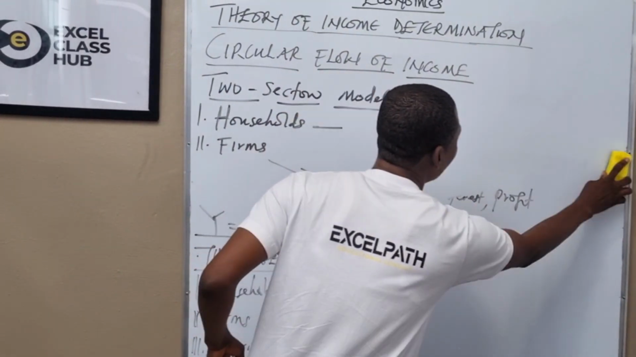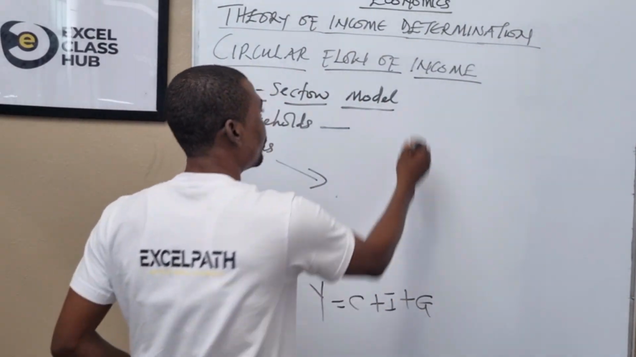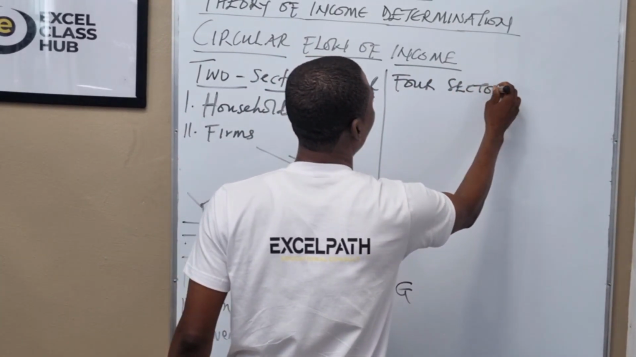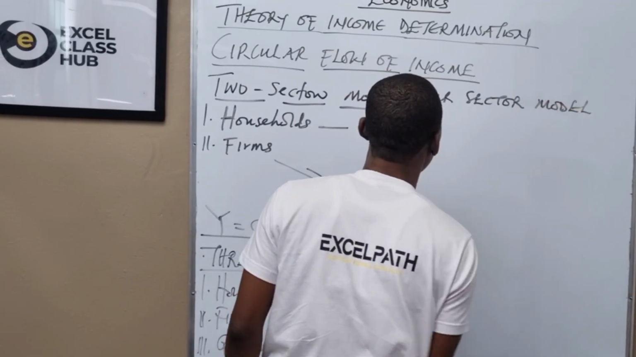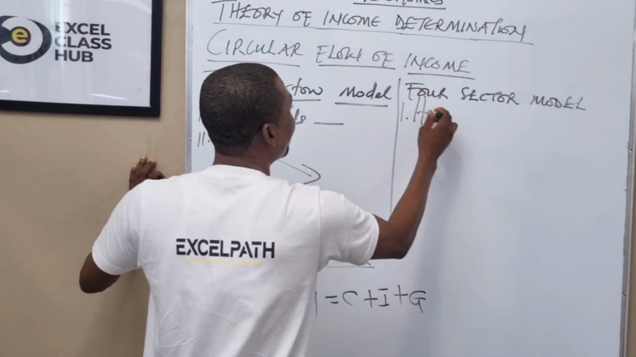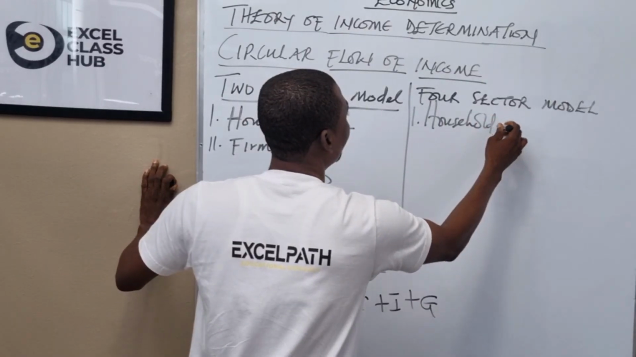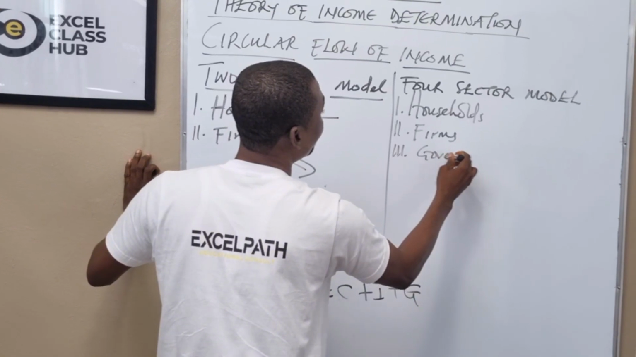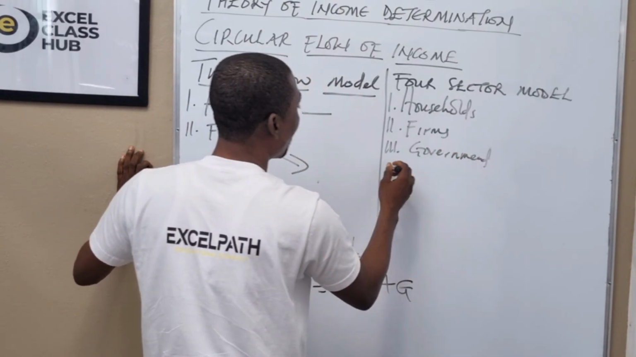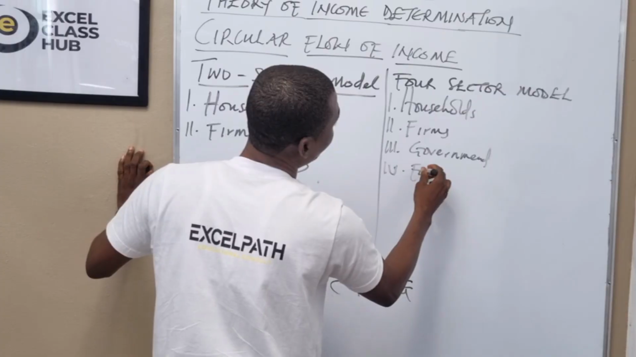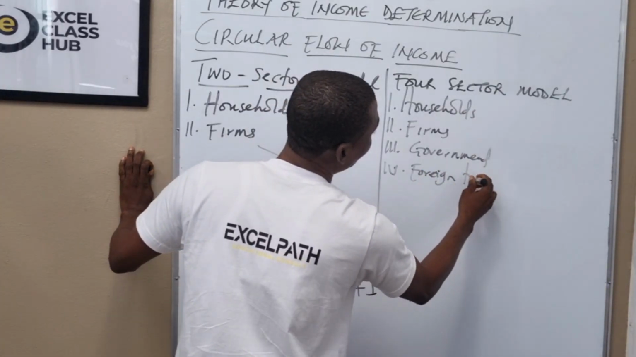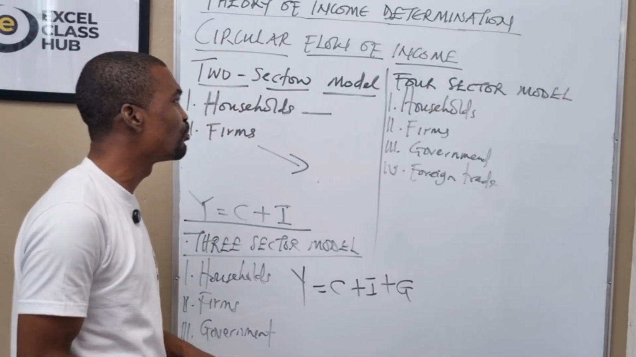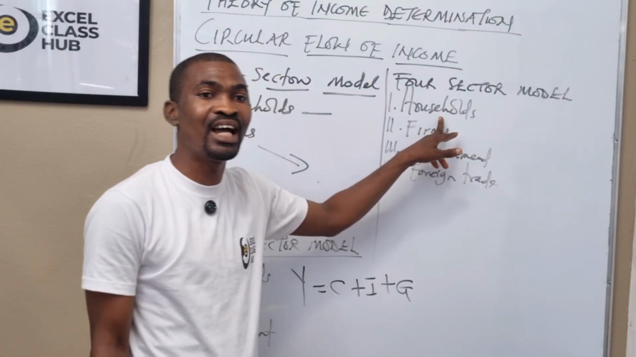Now, we also have the four-sector model. The four-sector model comprises of, number one, the households. Number two, the firms. Number three, the government. Then number four, we have foreign trade or foreign transactions.